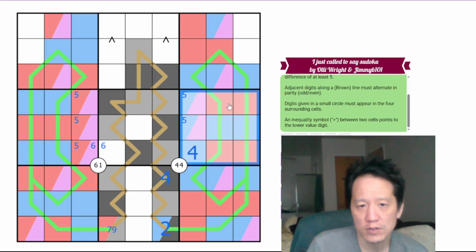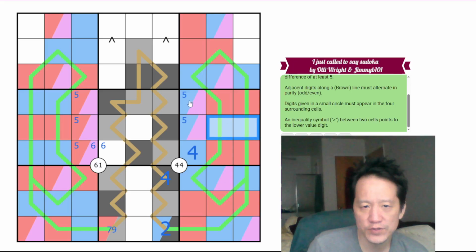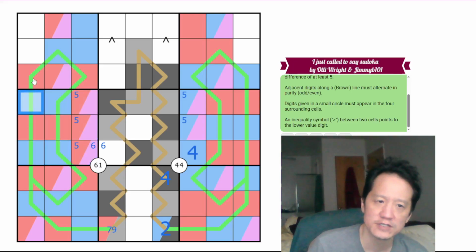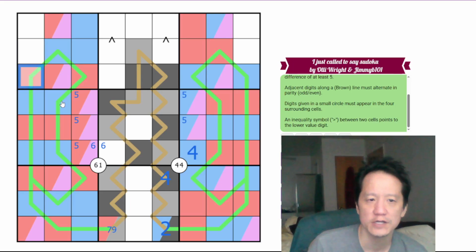So one of the lows must be a 1. So we cannot have a 1 here. Also, the 6 cannot be next to 2 unique digits on a German whisper line. We also have a 4 somewhere in this box, and 4 cannot be here because it's next to 2 unique digits on a German whisper line.